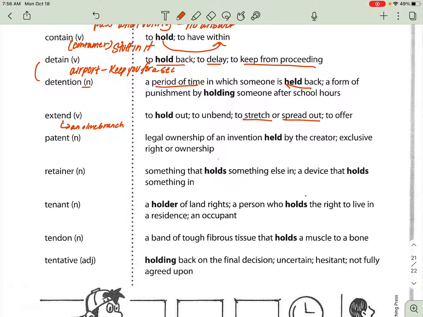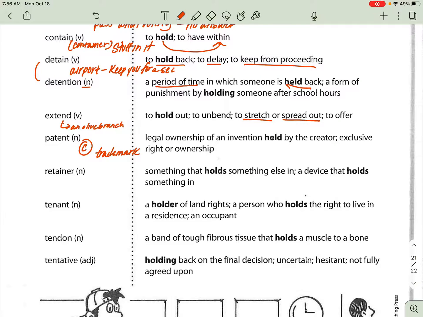Patent is the legal ownership of an invention. So this is like when you see somebody who has like this symbol there for copyright, or if you have like a trademark and you know that means that person owns the rights to something.